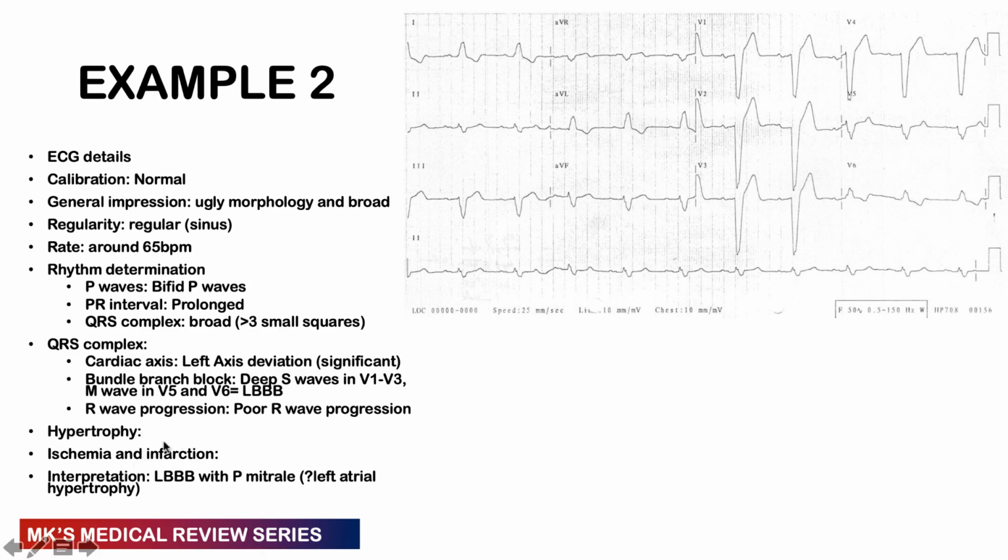We haven't yet done hypertrophy, ischemia, or infarction. So most likely this patient has a left bundle branch block with a P mitrale, so they may have some left atrial hypertrophy in this particular patient.